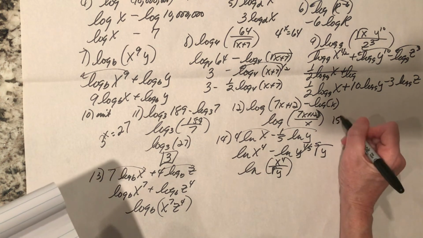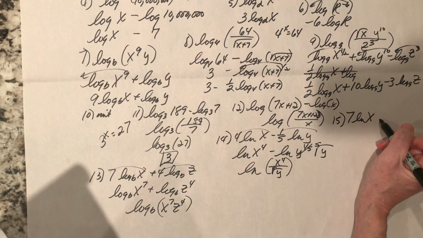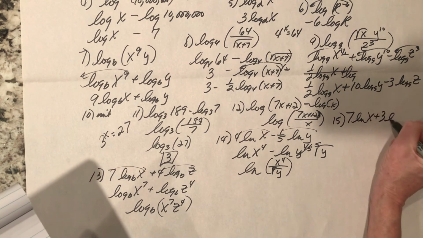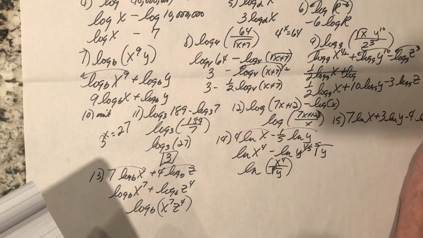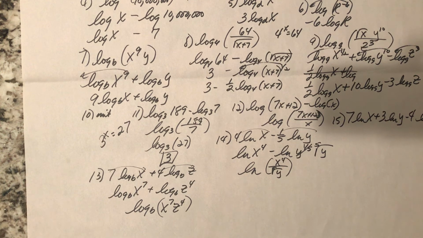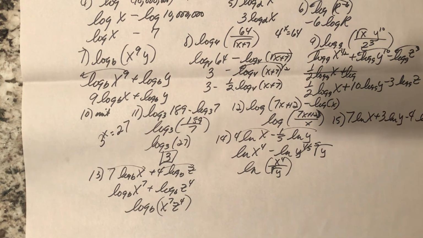Let's look at 15. We've got 7 times the natural log of x plus 3 times the natural log of y minus 4 times the natural log of z. Nothing tricky here. It's just a full combo here. Let me make sure this is on there. Nope, I'm a little bit off, I think.